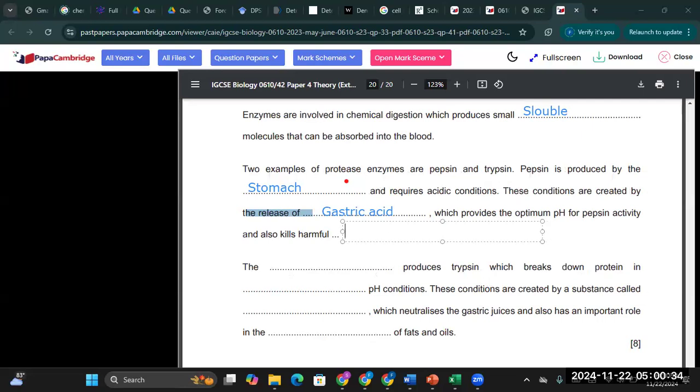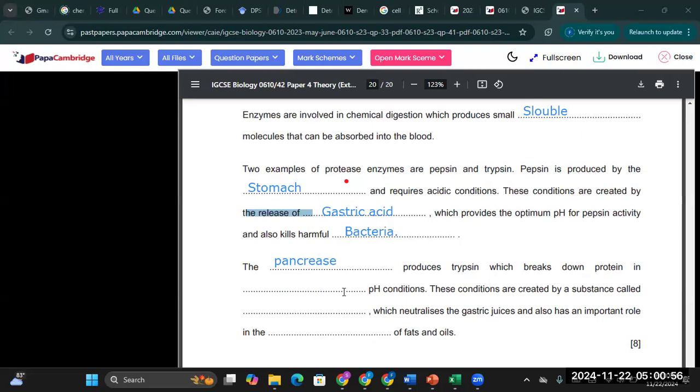Bacteria. Yes, exactly. Harmful bacteria. Correct. Okay. Now, who produces trypsin? The pancreas. Correct. The pancreas will produce trypsin, which breaks down protein in dash conditions.